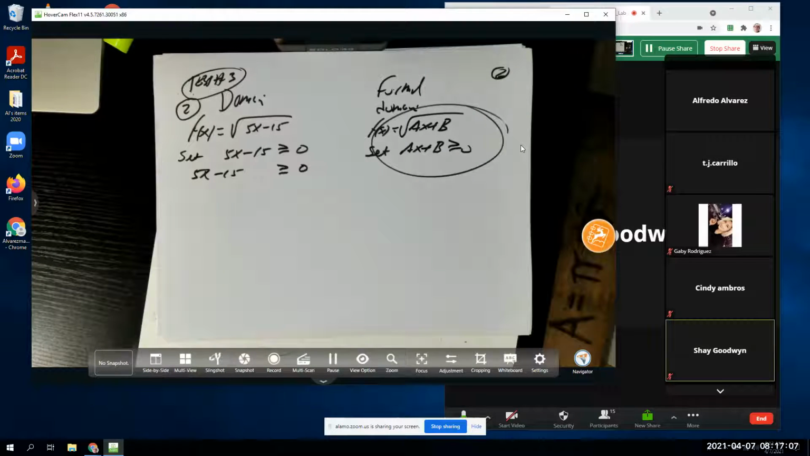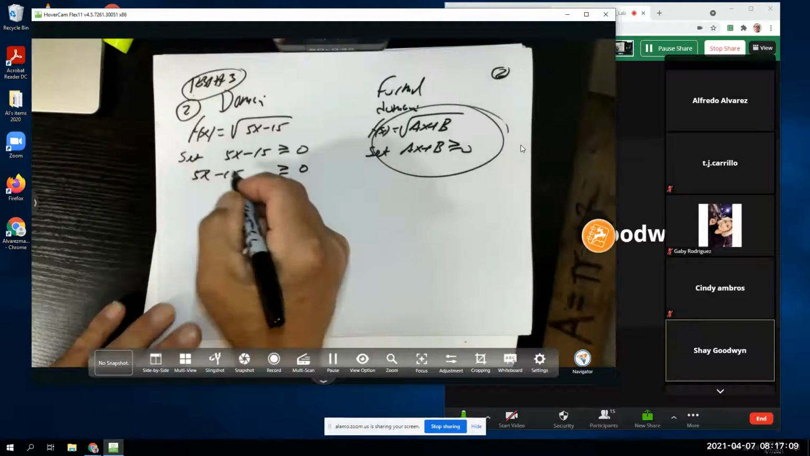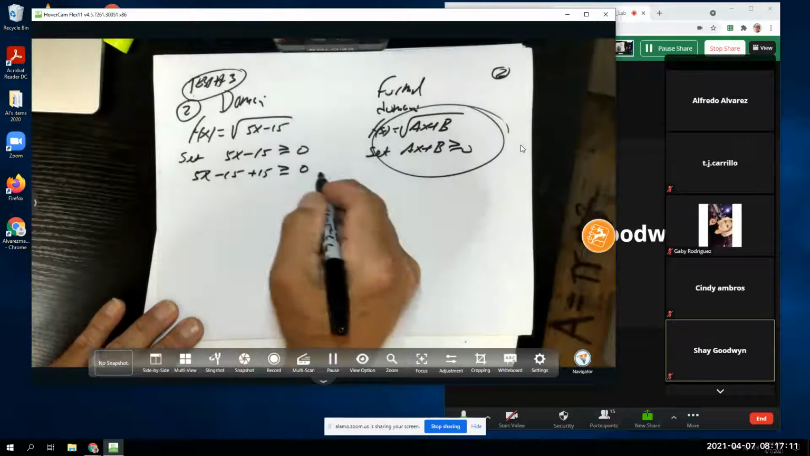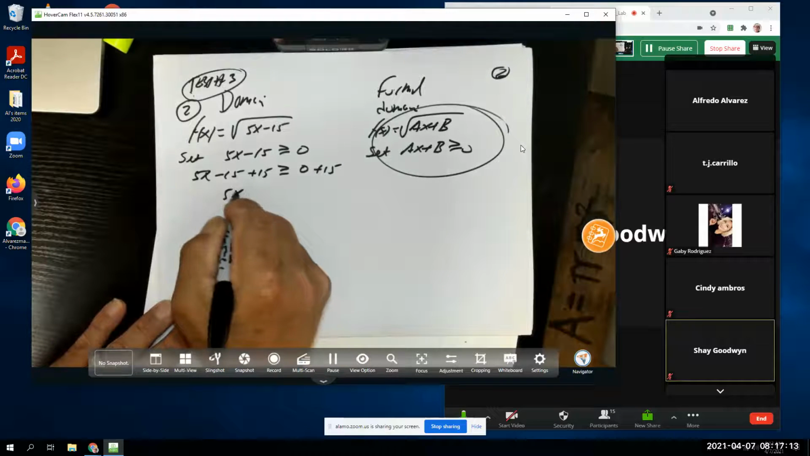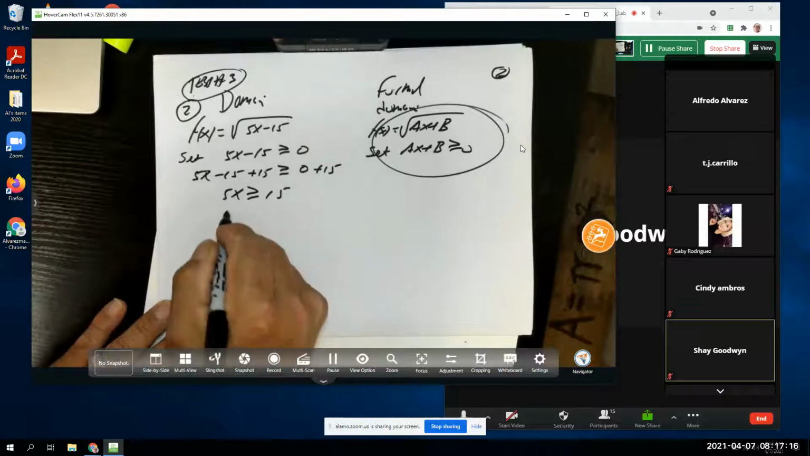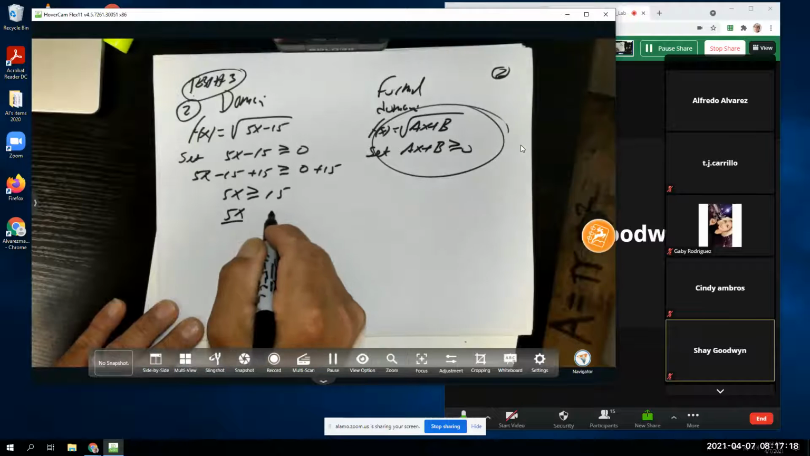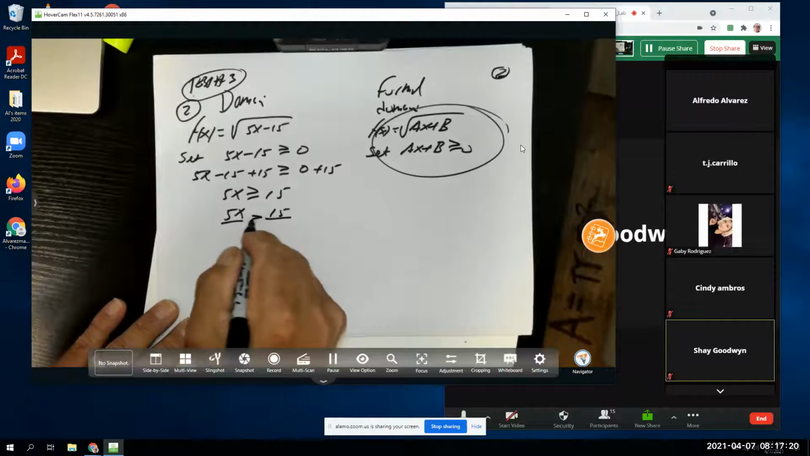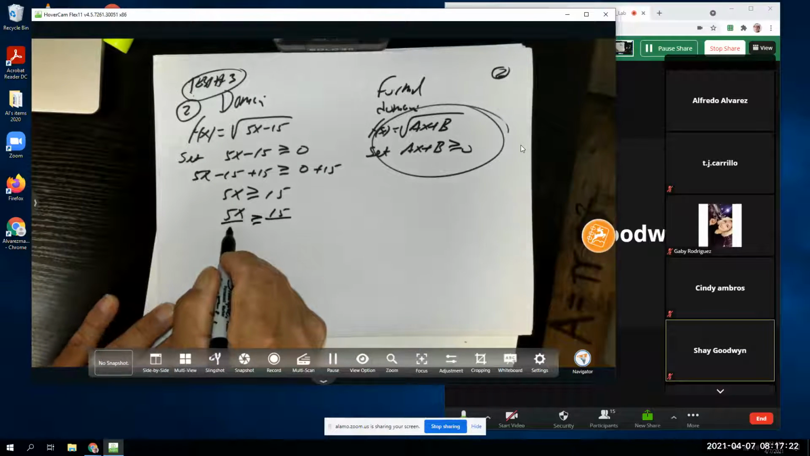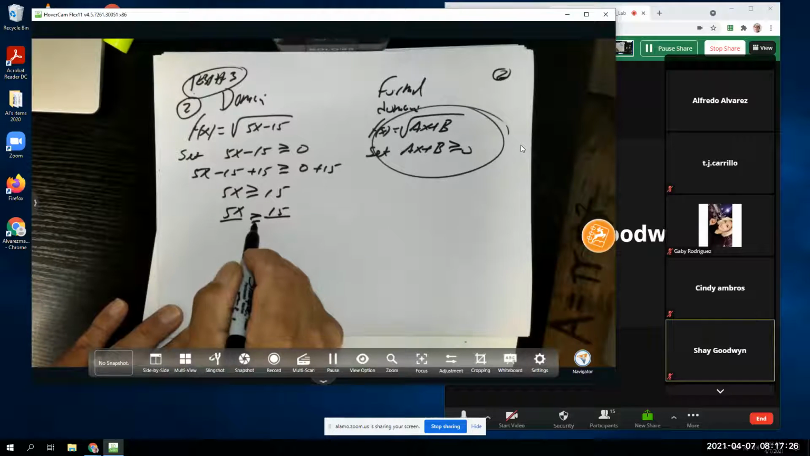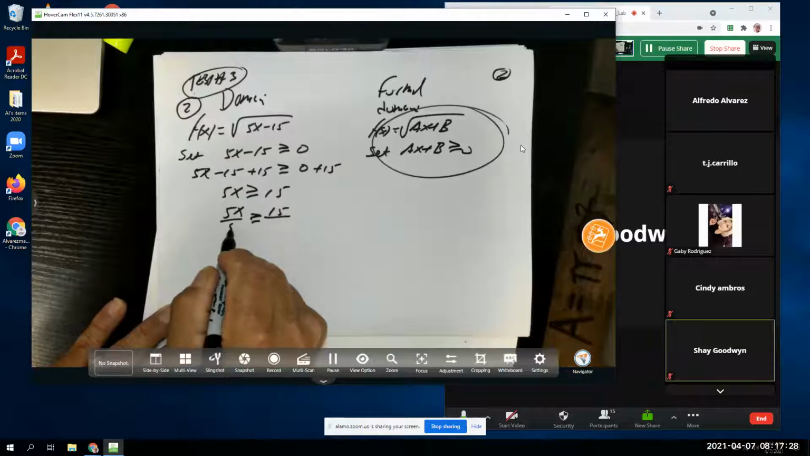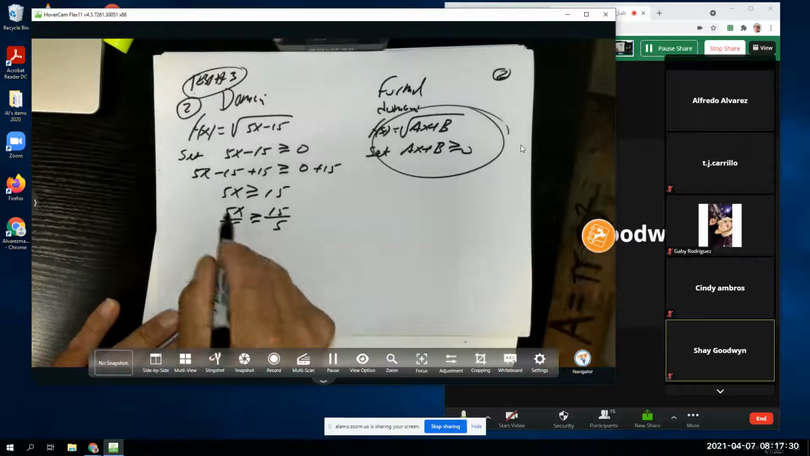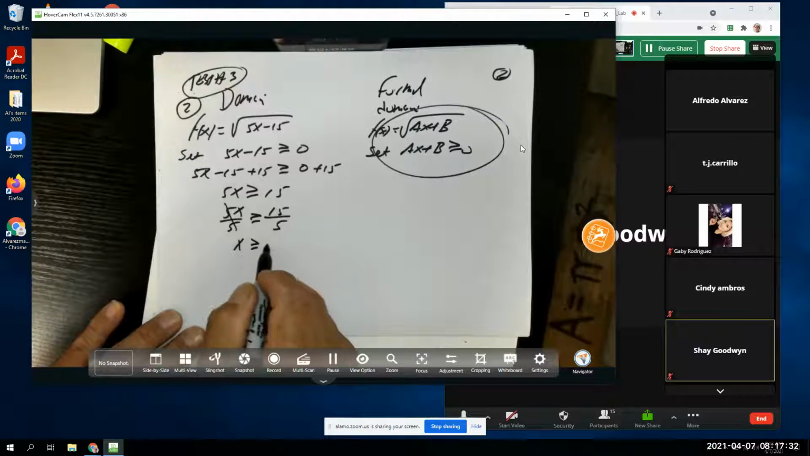Add something. 15. What do I add? 15, exactly. So then it's going to be 5x is bigger than or equal to 15. And then I'm going to have to divide by something. You tell me. By what? 3 by 5? What do you think? Yeah. So x is bigger than or equal to 3.